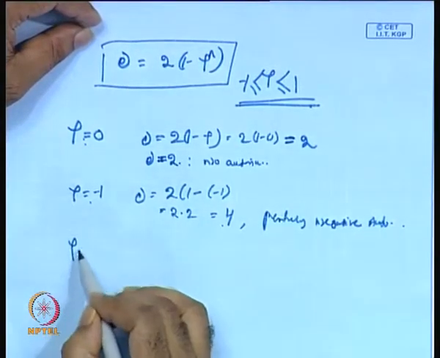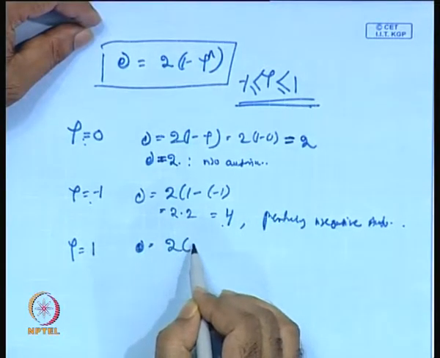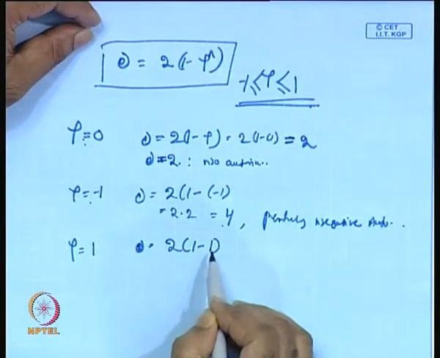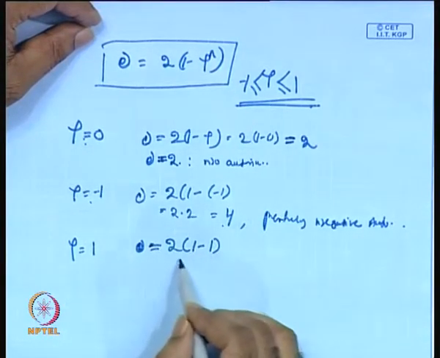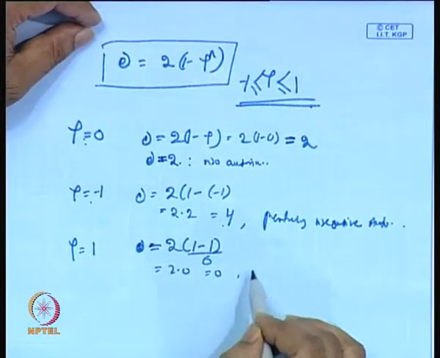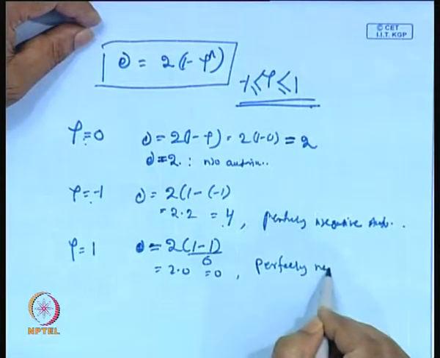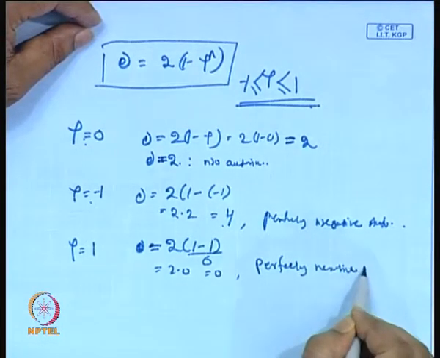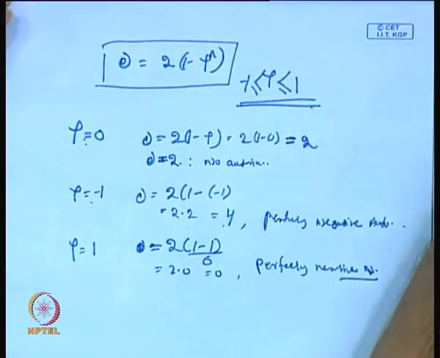Okay, so now if we put rho equal to 1, then d equal to 2 into 1 minus 1. So it is nothing but 0. So 2 into 0, it will equal to 0. Then it is called as a perfectly positive autocorrelation. All right.